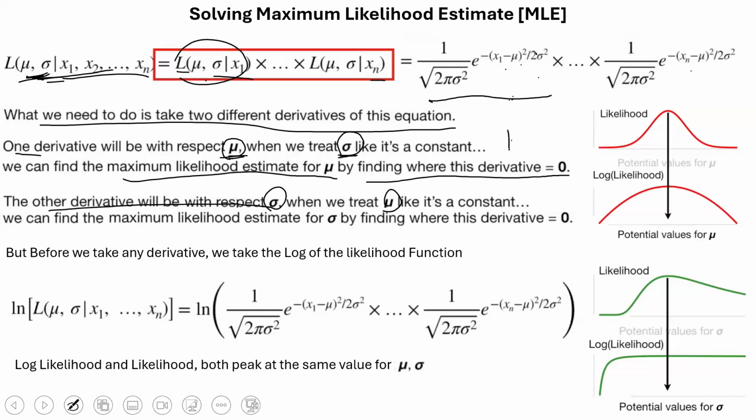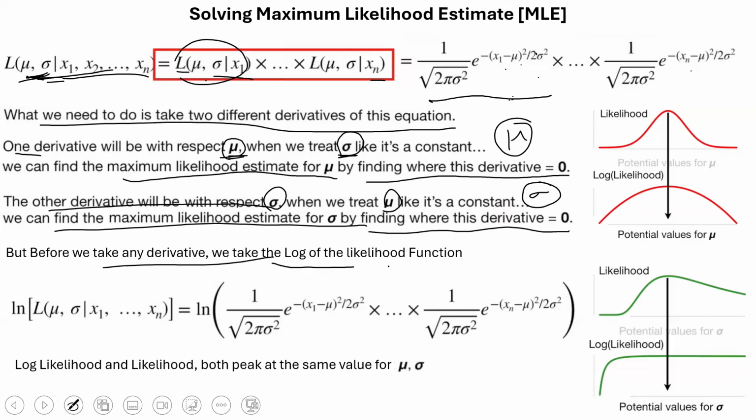In this case, we will find the maximum likelihood for mu. In this case, we'll find the maximum likelihood for sigma. We can find the maximum likelihood estimate for sigma by finding where the derivative will be equal to zero. But before we take any derivative, we take the log of the likelihood function. Why are we taking the log of the likelihood function before taking any derivatives?